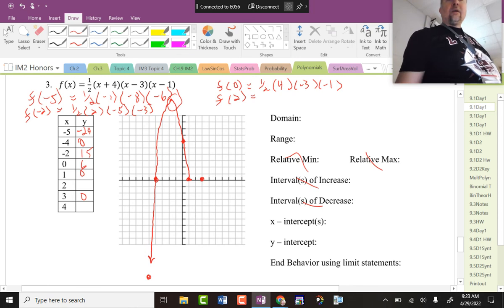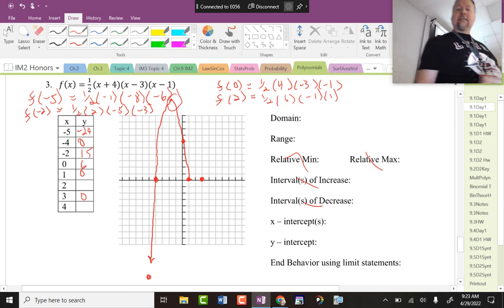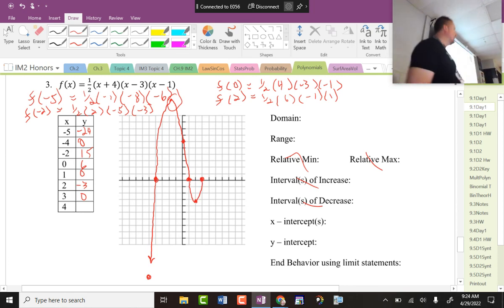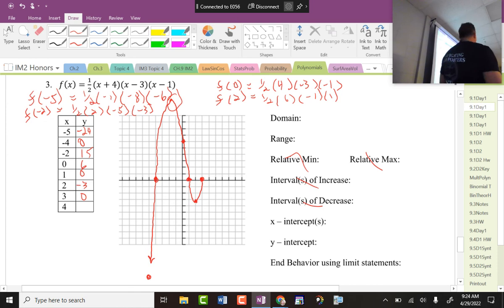F of 2. All right, so half. 2 plus 4 is 6. 2 minus 3 is -1. Had to think about that for a second. And then 2 minus 1 is 1. Okay, that one's nice. Half of 6 is 3, then multiplied by a negative. So 2, 1, 2, 3. Now, because this is exactly in between these two, this may very well be the relative minimum, but still, you got to be careful on that. I don't want to put a false thing down.